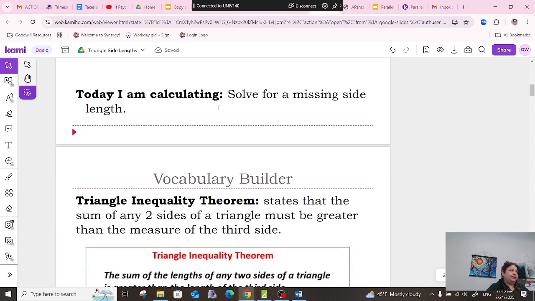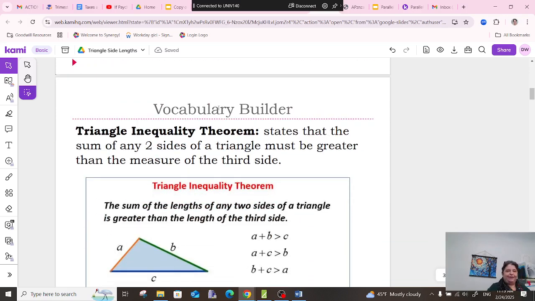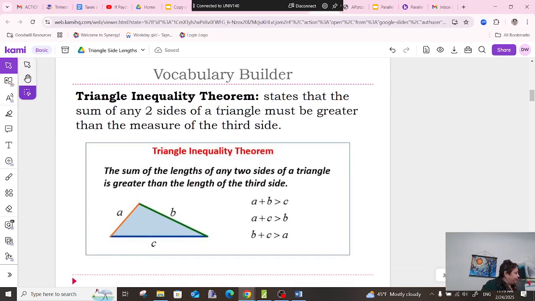Turns out in geometry, we spend a lot of time, we're going to be spending like 3 weeks on triangles. Okay, so vocabulary. This should have been the first part, right? The triangle inequality theorem states that the sum of any two sides of a triangle must be greater than the measure of the third side. The faster way to do that is just to do the two smaller sides and compare it to the third side, the larger side.